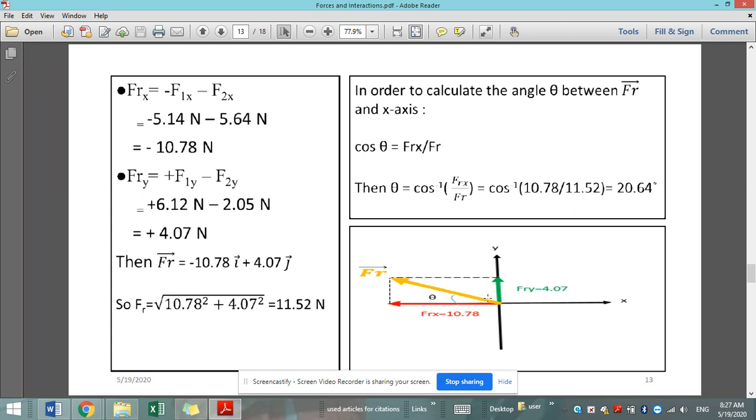And the resultant force vector is actually the diagonal of the rectangle formed by these two components. It is represented here in yellow, and as you can see, the angle between the x-axis and this vector is 20.64 degrees, and its length is 11.52 Newton.